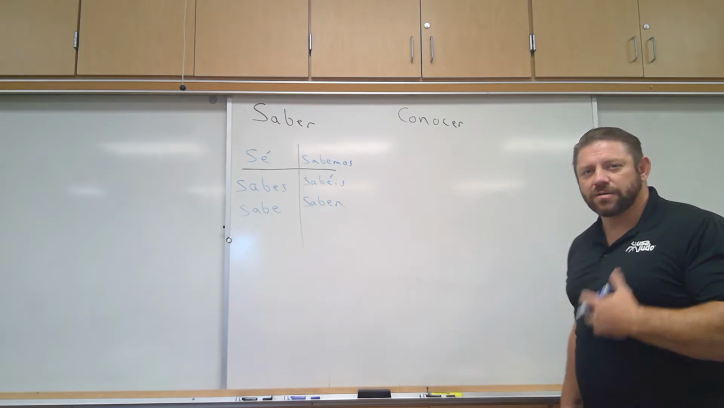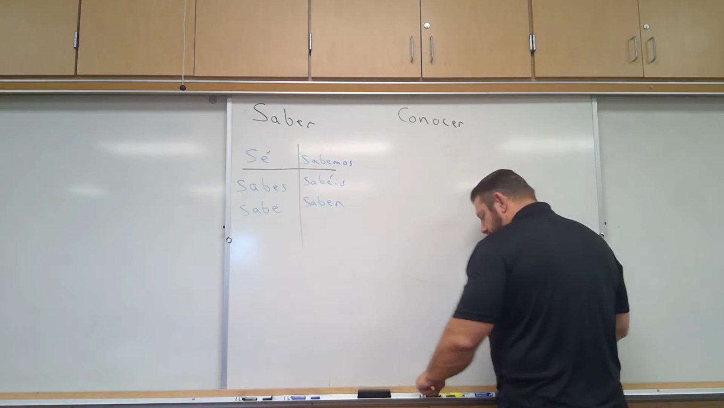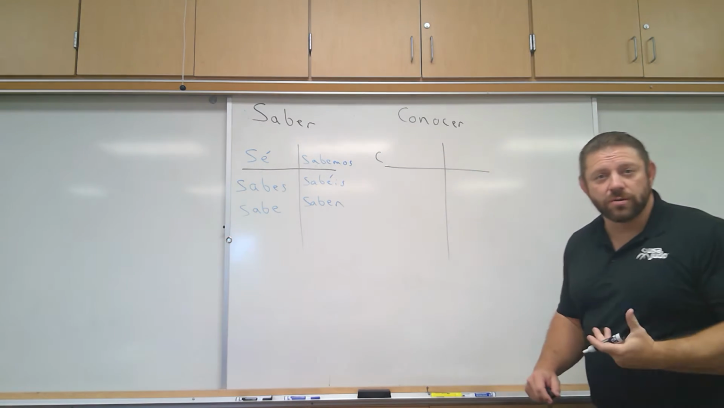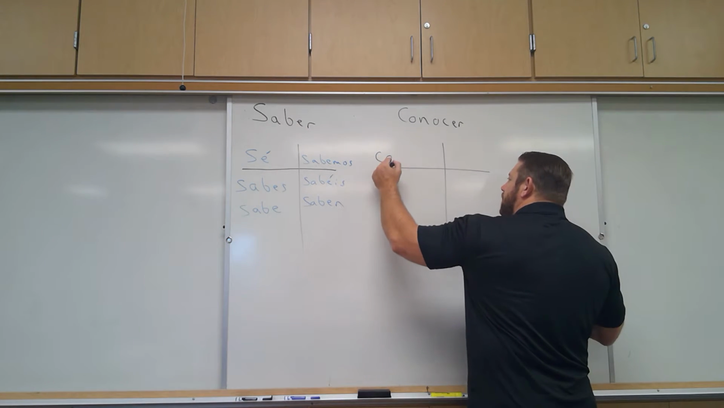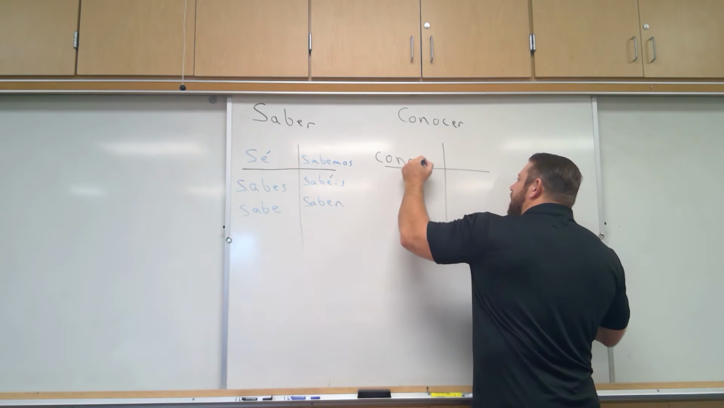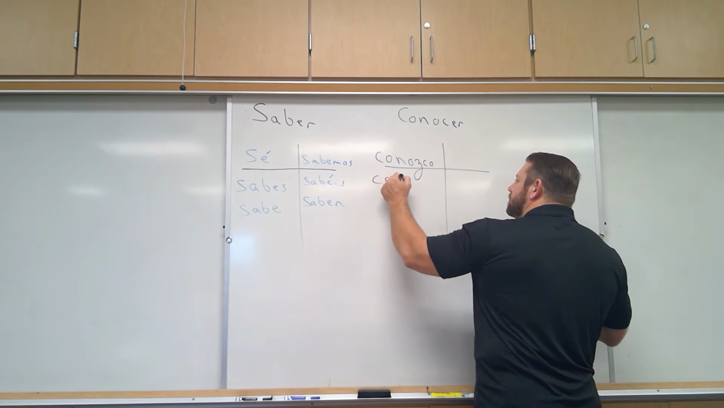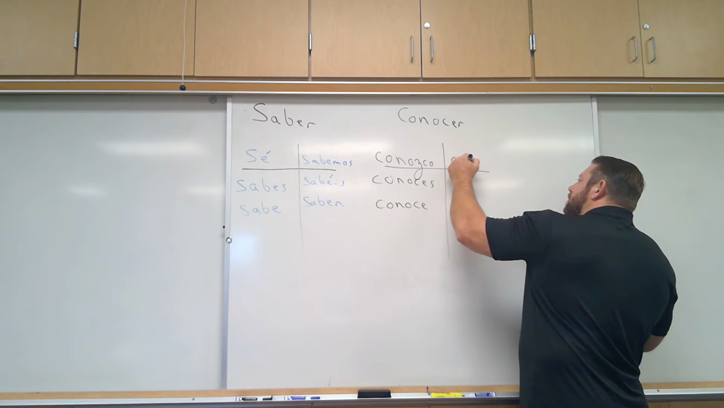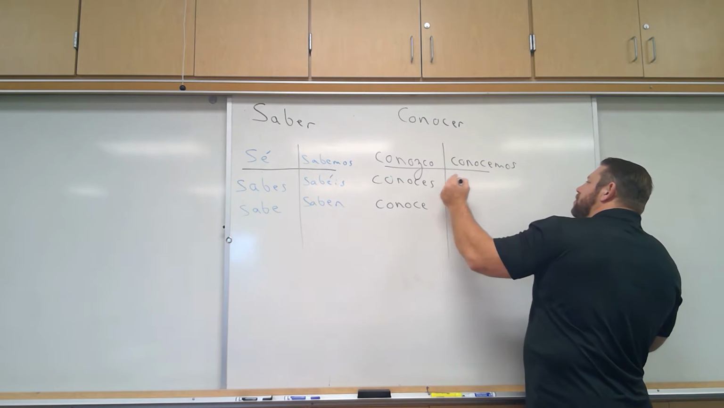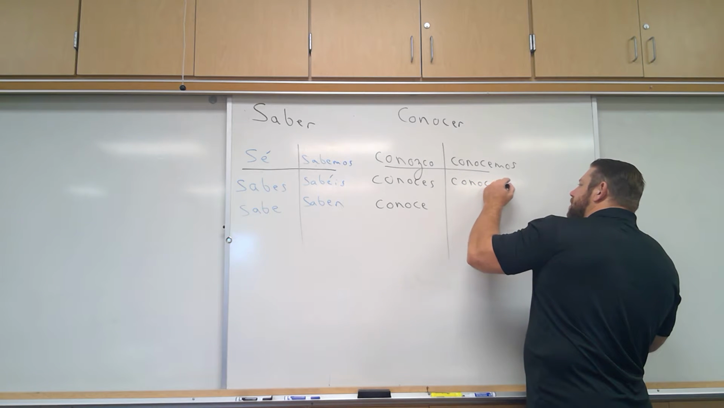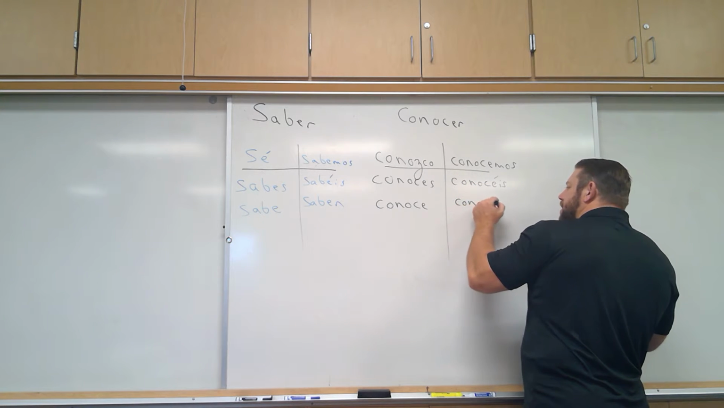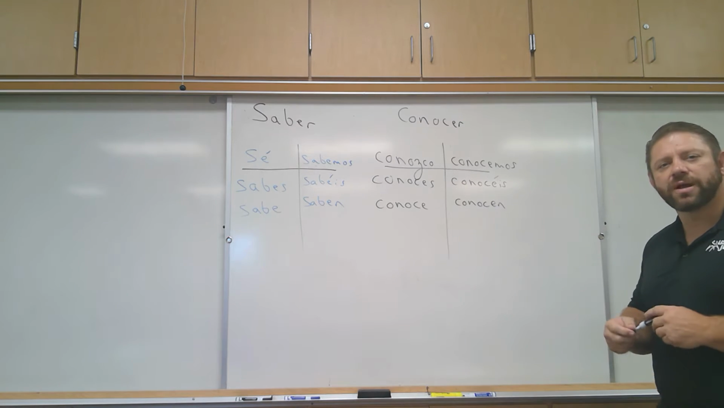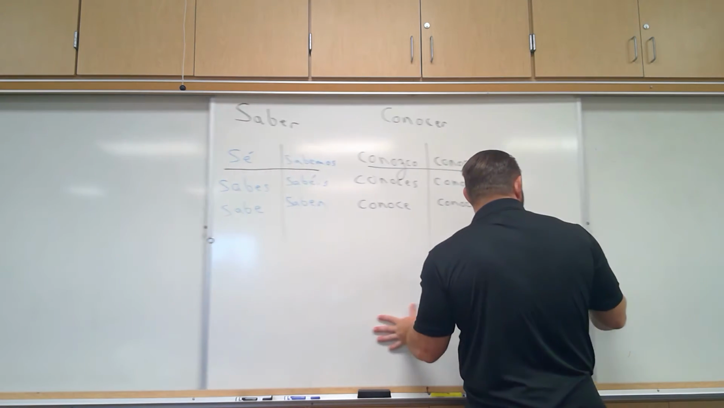Then we have conocer. It's regular in all the forms except the yo form. Por ejemplo, it's not yo conoco, it's yo conozco. C-O-N-O-Z-C-O. Conozco. The other forms are regular: conoces, conoce, conocemos, conocéis, conocen. So, conozco, conoces, conoce, conocemos, conocéis, conocen. So we have our conjugational forms. Pretty simple. Let's move on.